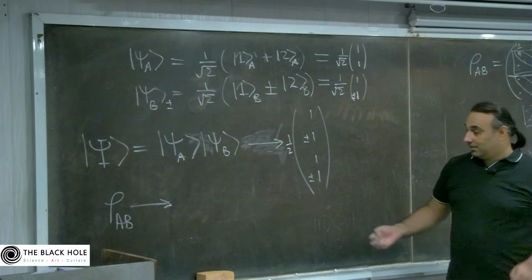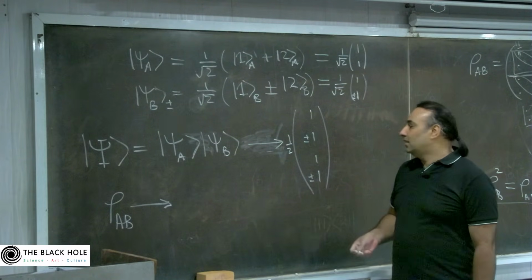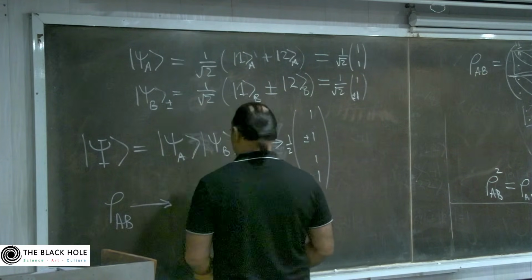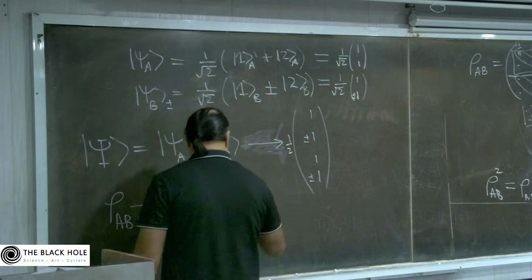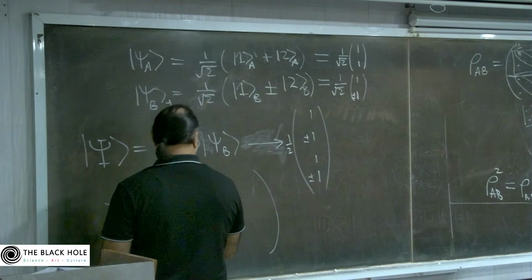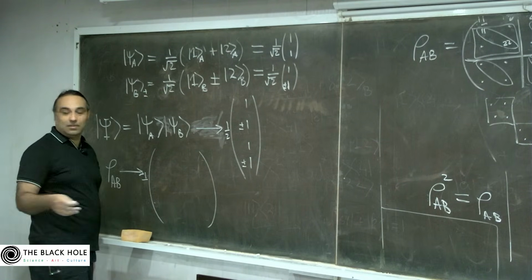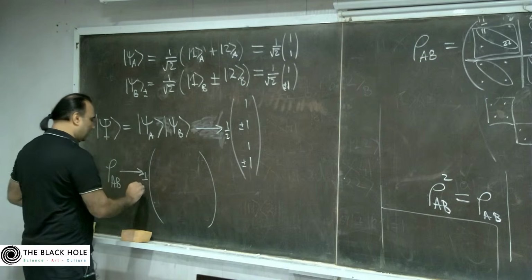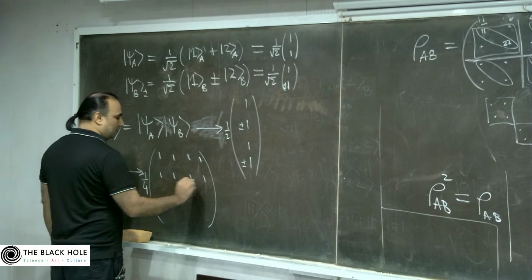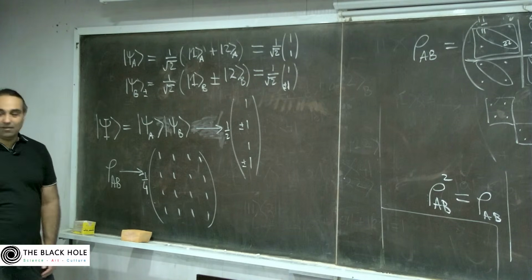So now, how to compute the density matrix? Basically, you multiply this with itself, outer product. Let's assume we are dealing with the positive sign. So it will be 1 by 2, with this and its dual, so it will be like 1 by 4, and everything is 1. This will be our density matrix.